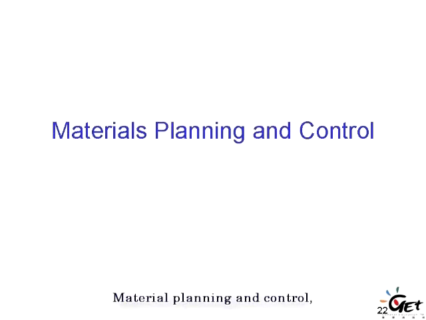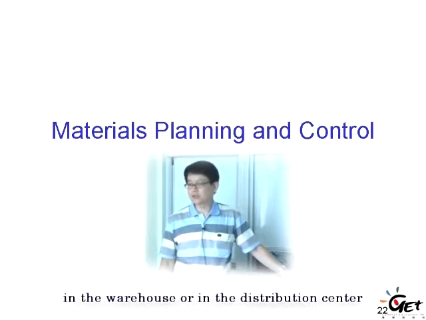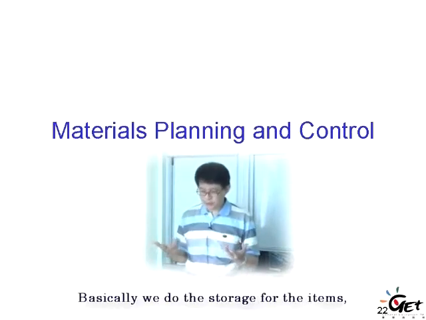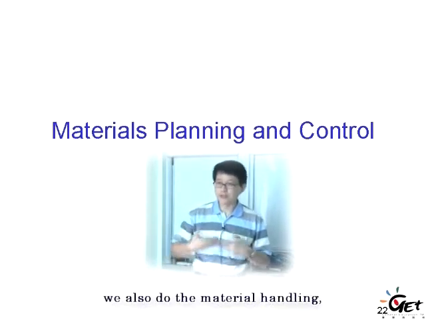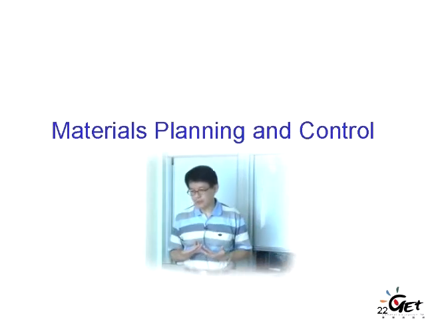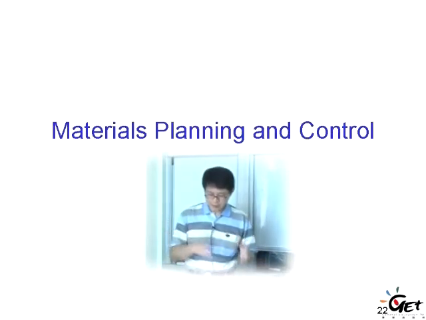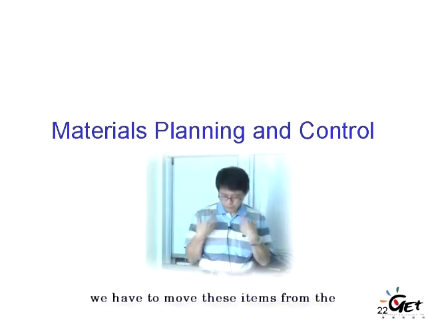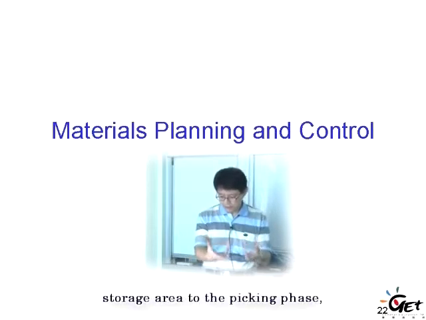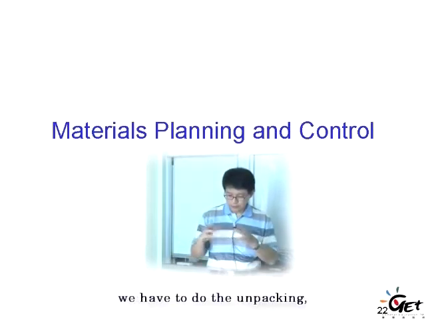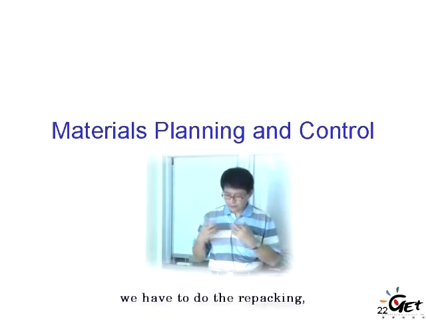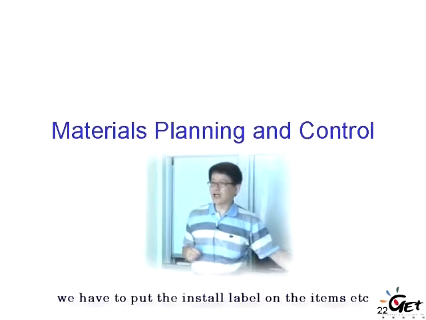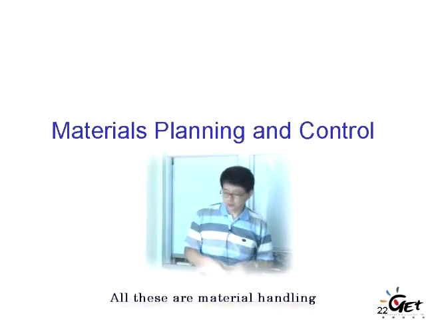Materials planning and control. In a warehouse or in the distribution center, basically we do the storage for the items. We also do the materials handling. We have to move the items from the receiving area to the storage area. We have to move these items from the storage area to the picking phase. We have to do the unpacking. We have to do the repacking. We have to put the in-store labels on the items, etc. All these are materials handling.